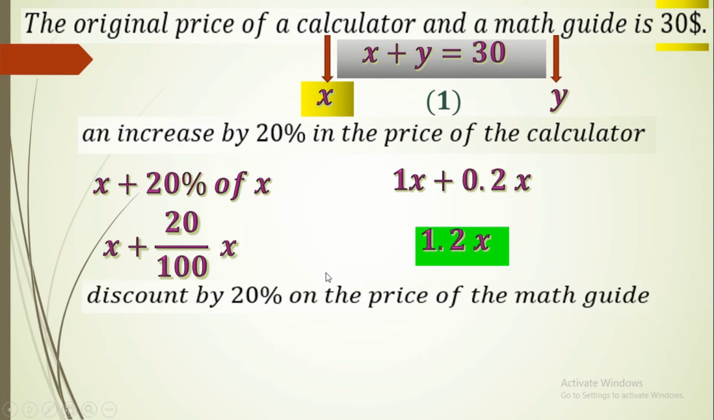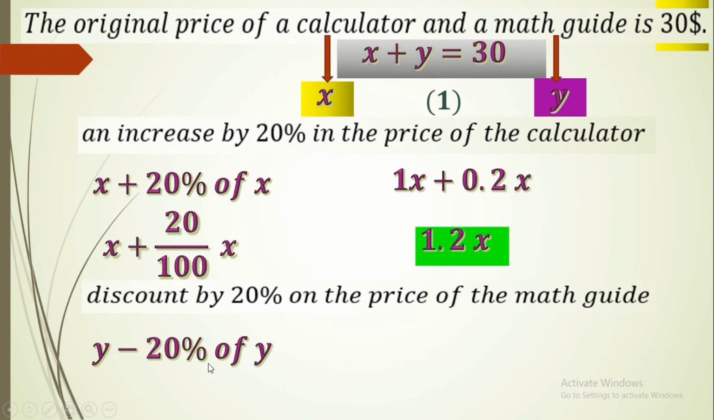Now what about the price of the math guide? It undergoes a discount of 20%. So here instead of plus, we will have minus. Now what's the price of the math guide? Isn't it Y? Well, Y is decreased by 20%, so it's Y minus 20% of Y.